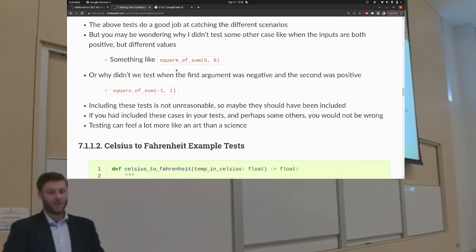All right, the above tests do a good job, but you may be wondering why I didn't test like 5, 6, or why we didn't test negative 1, 1.